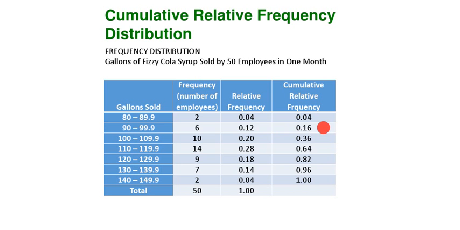This is to say that we now know that 0.16 of all of our employees sold less than 100 gallons of fizzy cola syrup. 36% sold less than 110 gallons, and 64% sold less than 120 gallons. Well, that's interesting because 64% tells us that the majority of our workers are selling somewhere less than 120, so our top group must be up here, this 120 and above. So we call that a cumulative relative frequency, and again, as we did in the relative frequency, you should be entering your answer in this decimal proportion type of format.